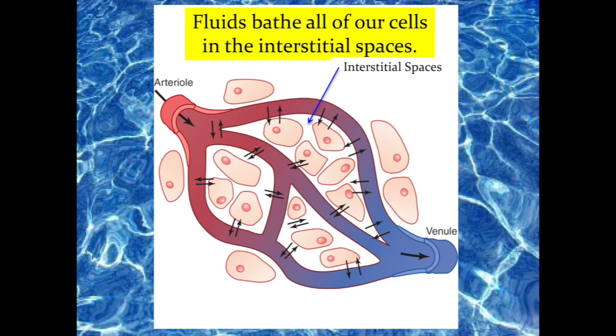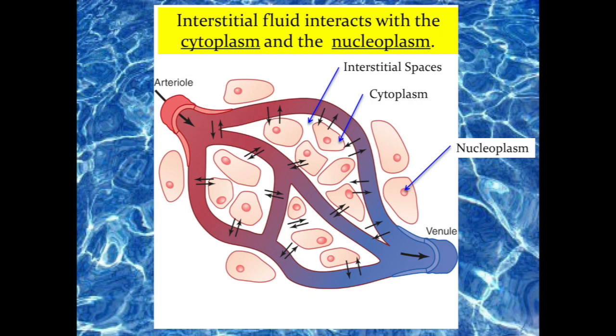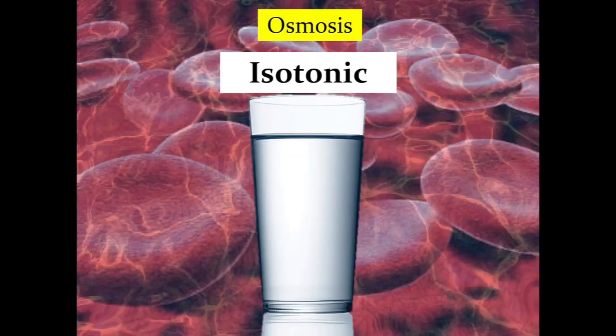Notice that, again, those fluids bathe all of the cells. There's a constant contact and exchange with those fluids. Again, there's that interaction with the fluids and all the spaces between the cells. Let's look at a glass of water and talk about what isotonic means.